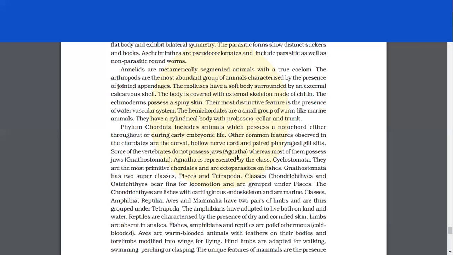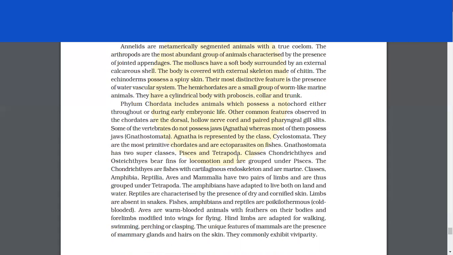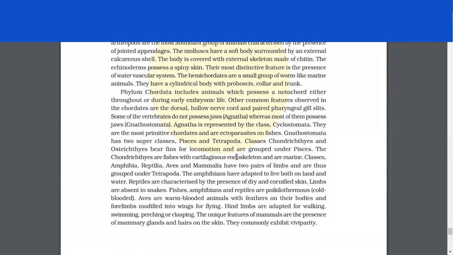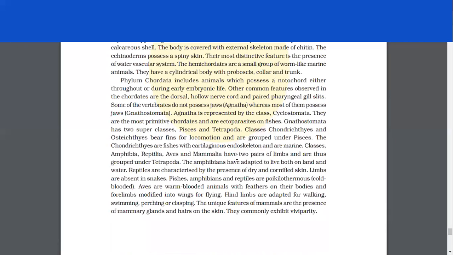The echinoderms possess a spiny skin. Their most distinctive feature is the presence of a water vascular system. Hemichordates are a small group of worm-like marine animals. They have a cylindrical body with proboscis, collar, and trunk. Phylum Chordata includes animals which possess a notochord either throughout or during early embryonic life. Other common features observed in chordates are the dorsal, hollow nerve cord, and the paired pharyngeal gill slits.